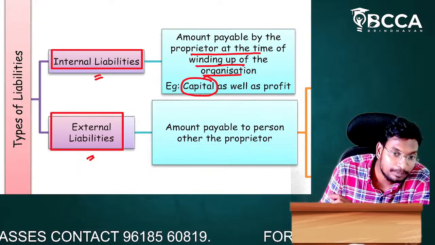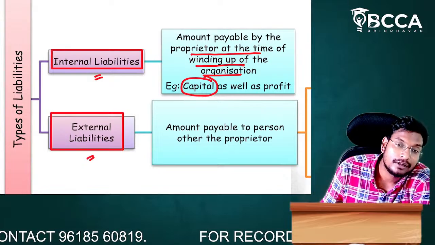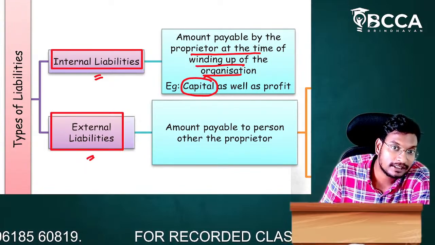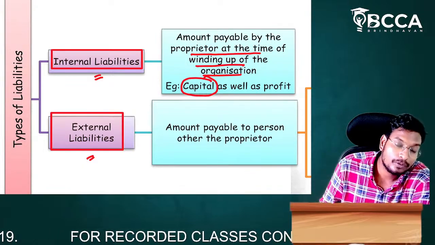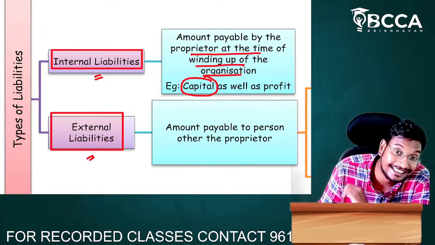So capital will be repaid ultimately at the time of winding up only. What is the meaning of winding up, sir? Winding up means closing of a business. Here the capital will be given to the owner only at the time of winding up, so the capital is called an internal liability.